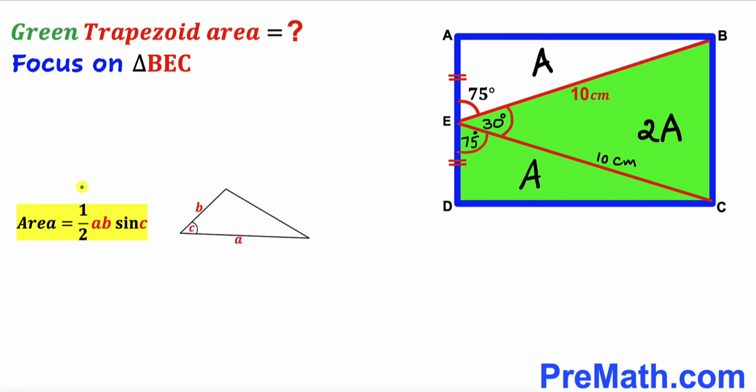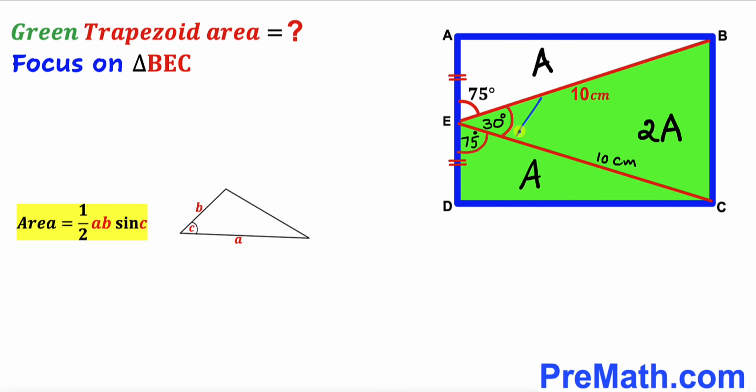And now let's recall the area of a triangle formula. Area is always equal to a half times a times b times sine of angle C, as you can see in this given triangle. Here, one of the side lengths is lowercase a, the other side length is lowercase b, and C is the angle in between.